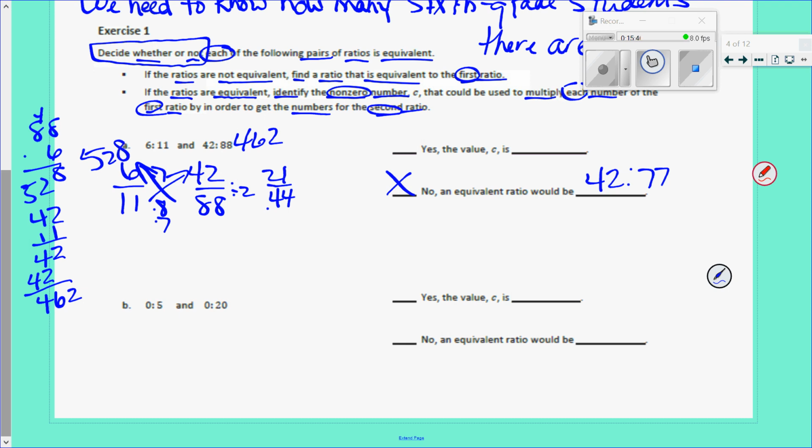0.5 and 0.20. Are those equivalent? Do you think those are equivalent? Yes, they are.